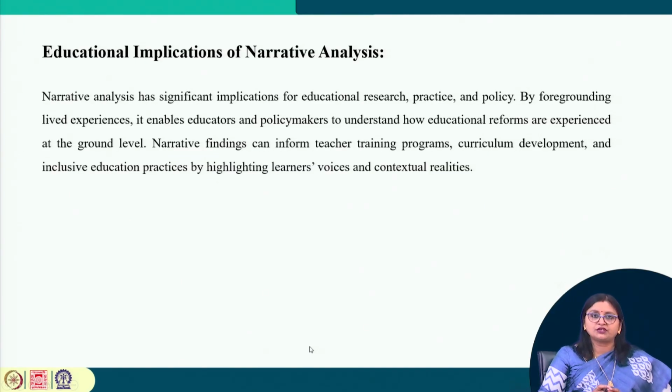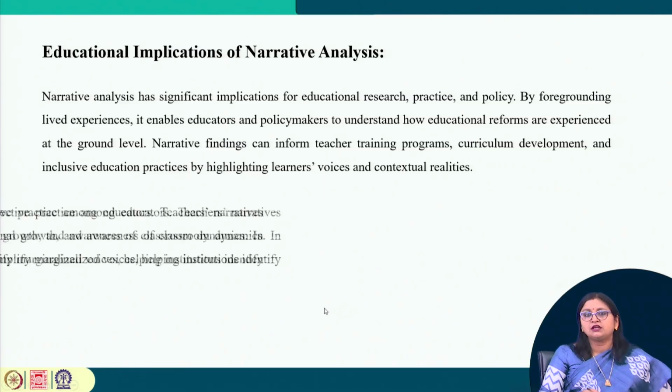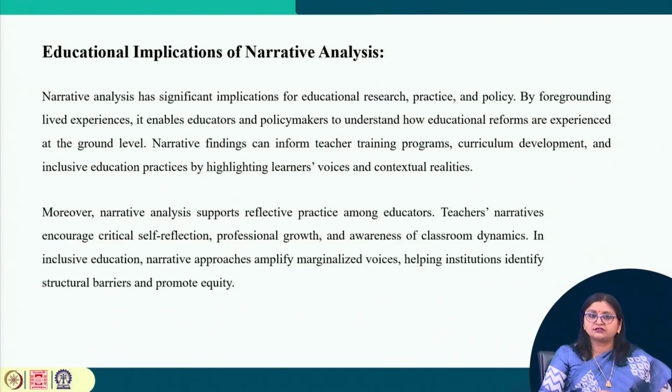So, now we will see the educational implications of narrative analysis. Narrative analysis has significant implications for educational research, practice and policy. As we have discussed, by foregrounding lived experiences, it enables educators and policy makers to understand how educational reforms are experienced at the ground level. Narrative findings can inform teacher training programs, curriculum development and inclusive education practices by highlighting learners' voices and contextual realities. Moreover, narrative analysis supports reflective practice among educators.